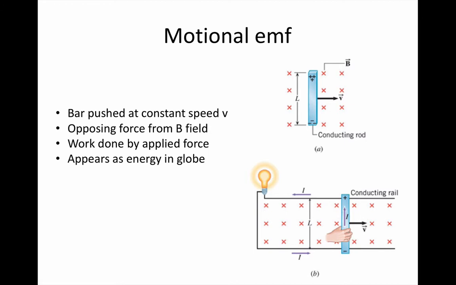The current is flowing upwards through the bar that is moving to the right, and so the bar will experience a force in the direction opposing its motion. We know that it must oppose the motion because that is Lenz's law. So that means you need to keep applying a force to the bar to keep it moving, and that force is doing work. I'm now going to show that the work done by the applied force is equal to the energy delivered to the globe.